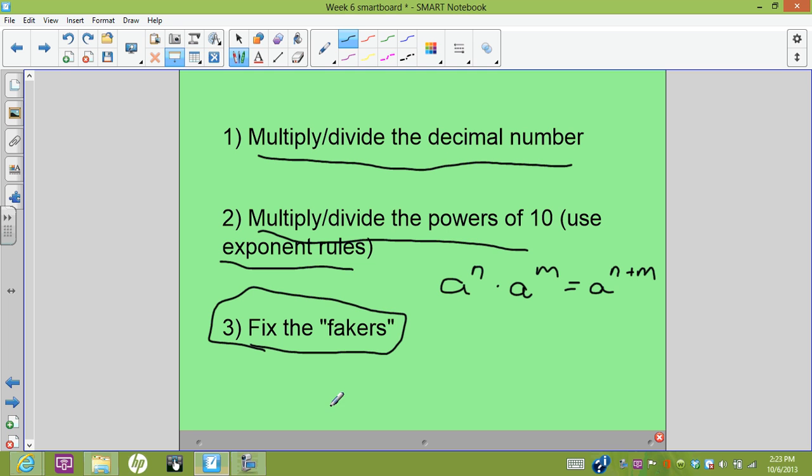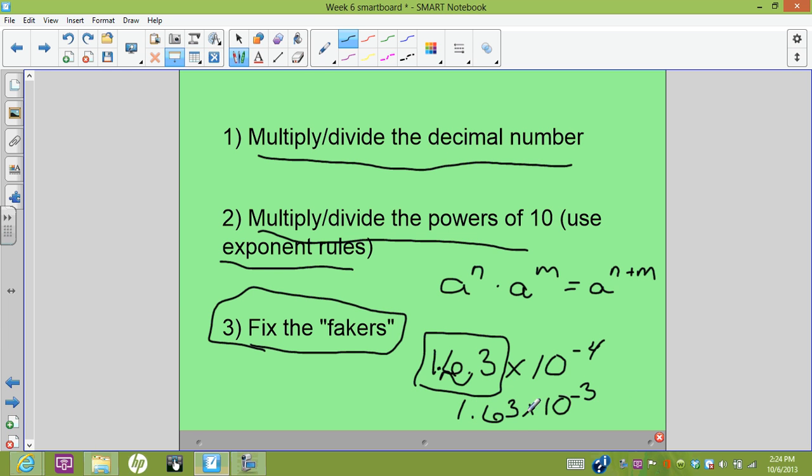We talked in the last video about how a faker is a number that kind of looks like it's scientific notation, but actually isn't. Like if we have 16.3 times 10 to the negative 4, this is not actually scientific notation, even though it kind of looks like it, because this first number is not between 1 and 10. We would have to fix the faker by moving that decimal point over one spot to the left, which would then make this number one step higher, so it would be 10 to the negative third. So 1.63 times 10 to the negative third would be how we fix that faker.